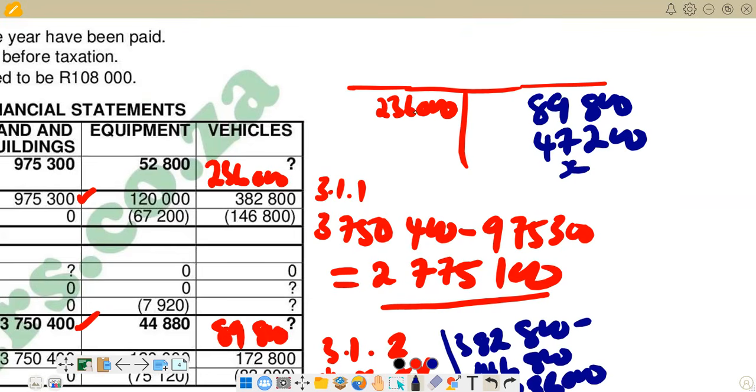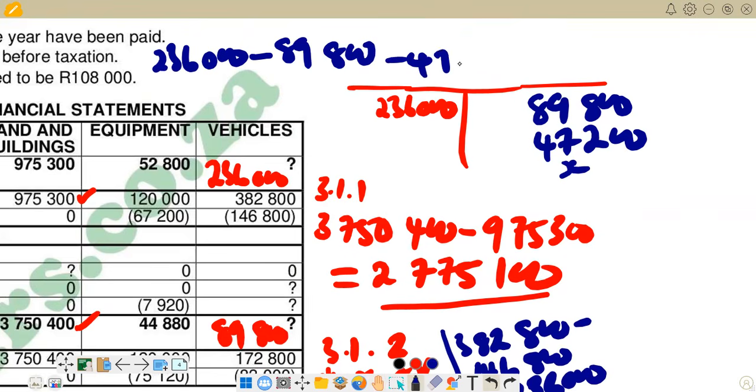So basically, we are saying this figure 236. So the formula that we are using there will lead us to say 236,000. We subtract 89,800, and then also subtract 47,200. So here, when we do that, we are supposed to get 99,000. So this becomes our figure that we are looking for, the disposal at carrying value, 99,000. So that answers the second part of that question.